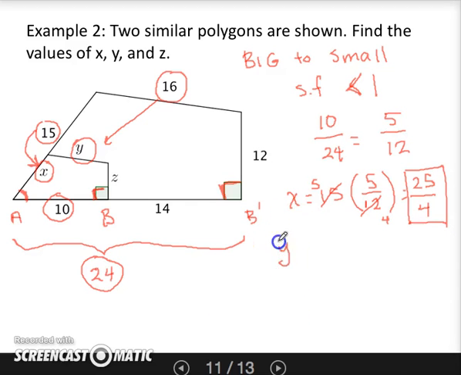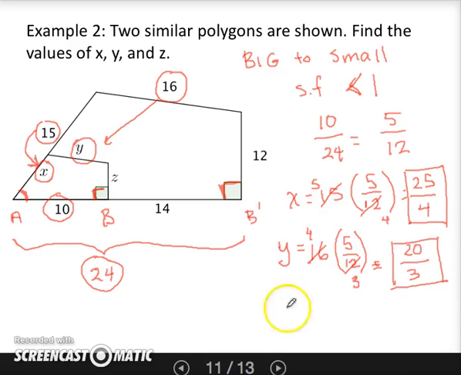Now I want to find the value of y. Y is the side that corresponds to 16. So I take my 16, my bigger number, and I multiply it by my shrinking factor. I'll call it a shrinking factor in this case because it's making this number smaller, 5/12. Okay, I can simplify this by dividing 16 by 4. 12 divided by 4 is 3. So I'm left with 4 times 5, 20 over 3. And again, I'm going to leave that as an improper fraction.